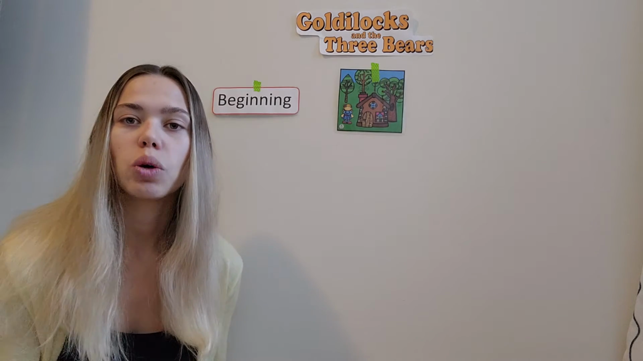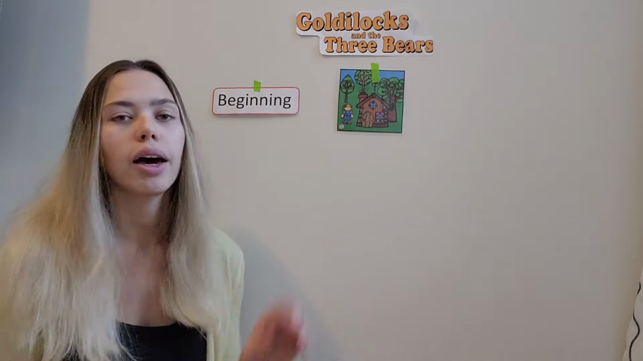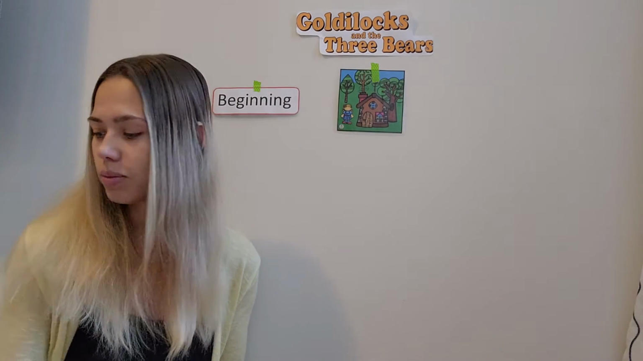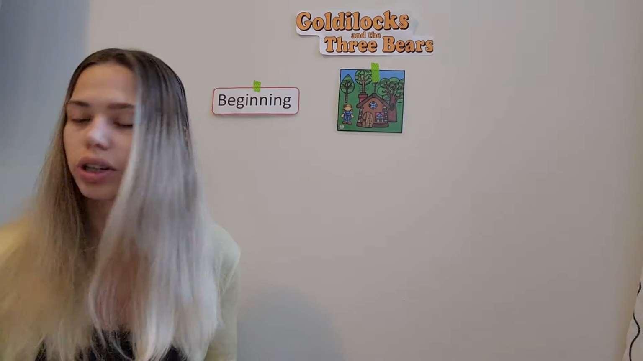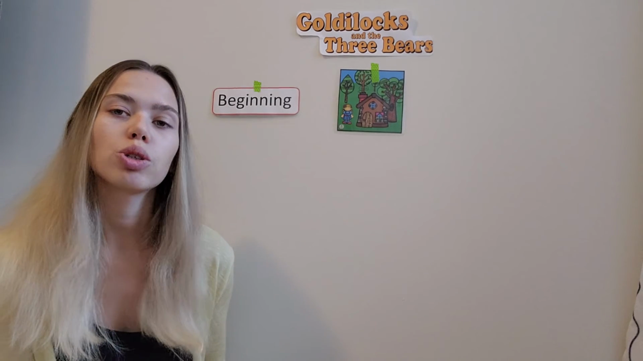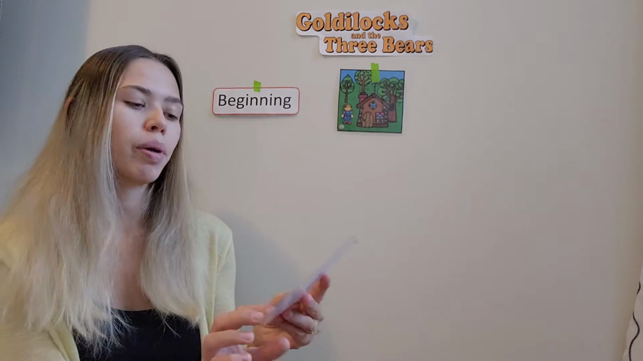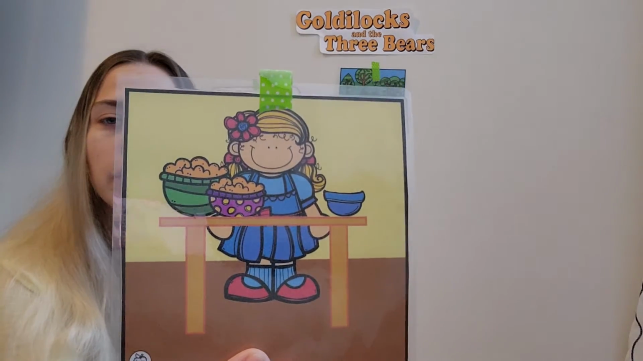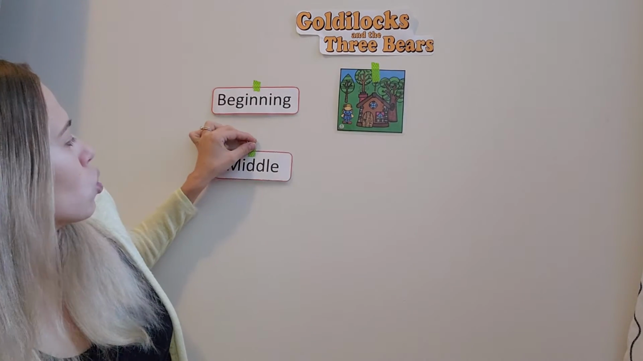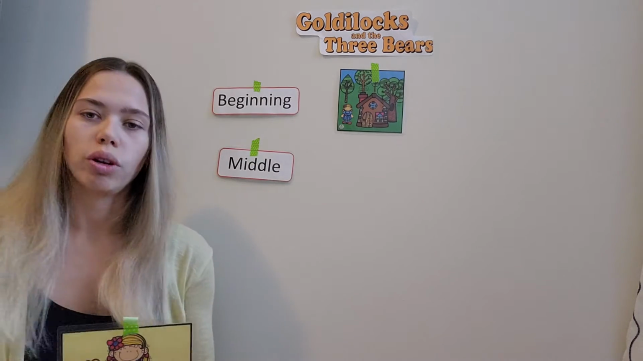Right. And what did Goldilocks do first when she entered this tiny house? What did she see there, maybe? Right, she saw a table with three bowls filled with porridge. Good, Jason. Right. She ate the baby bear's porridge. Look, the baby bear's. So this will be already the middle of the story, right? So that happened in the middle of our story.